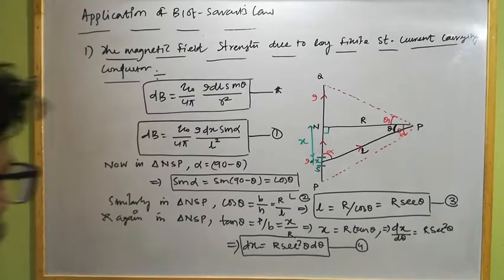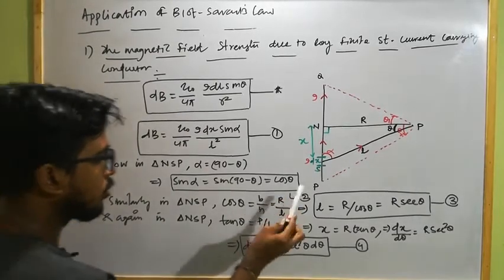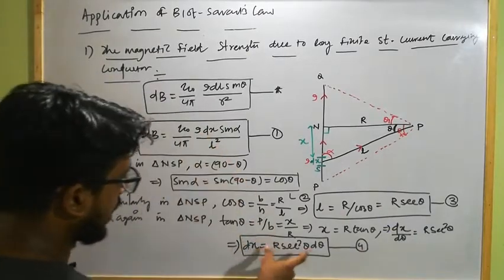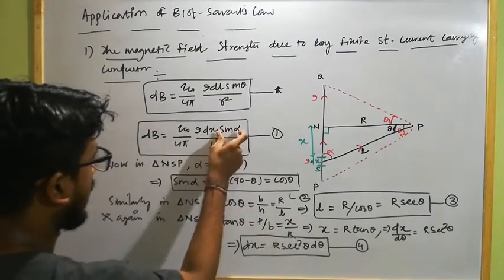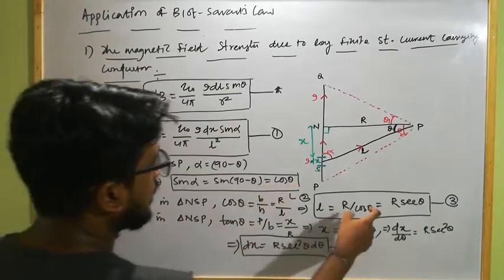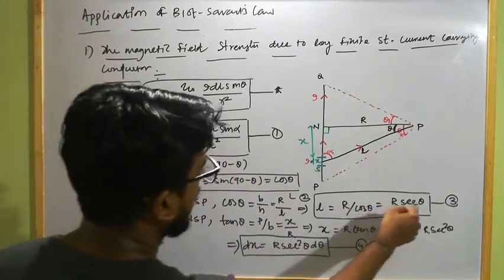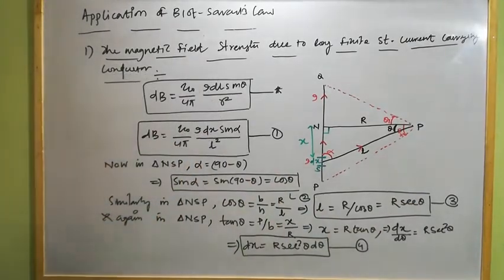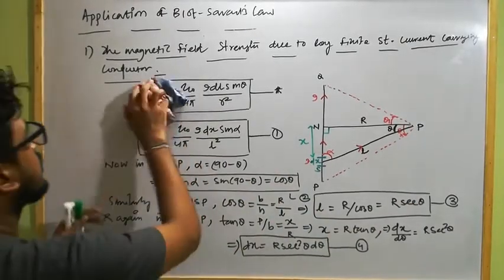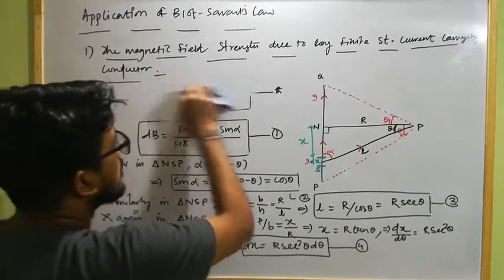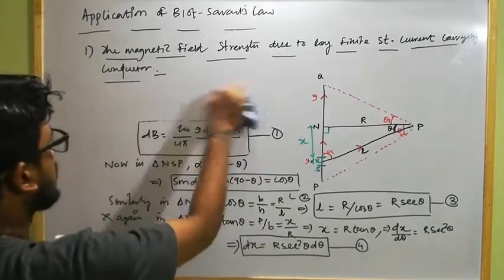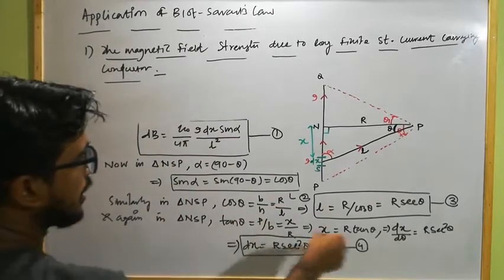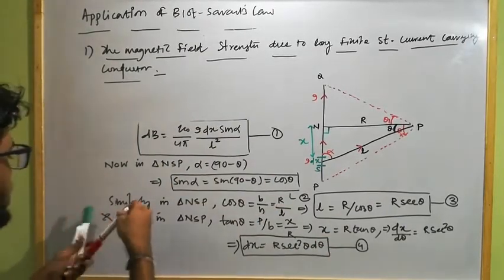So now using equations 2, 3 and 4 in place of dx, we can write this much. In place of sin alpha, we can write cos theta. In place of L, we can write R sec theta. So now using equations 2, 3 and 4 in 1, what will we get?